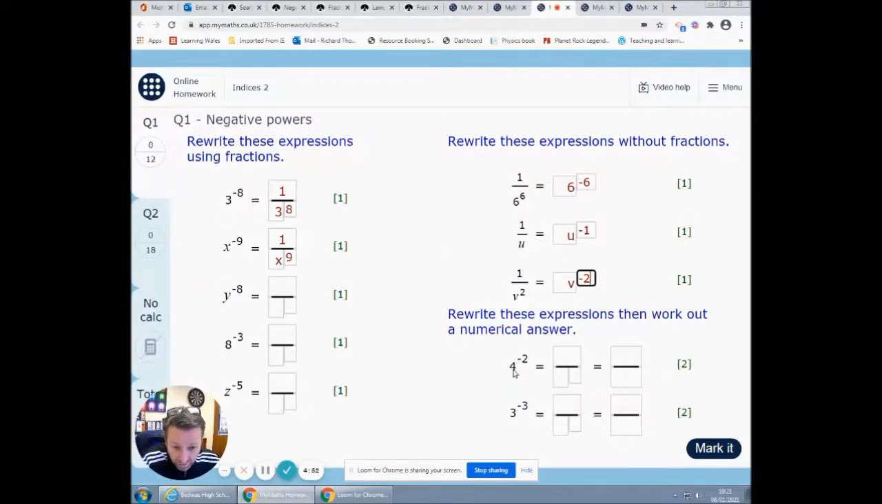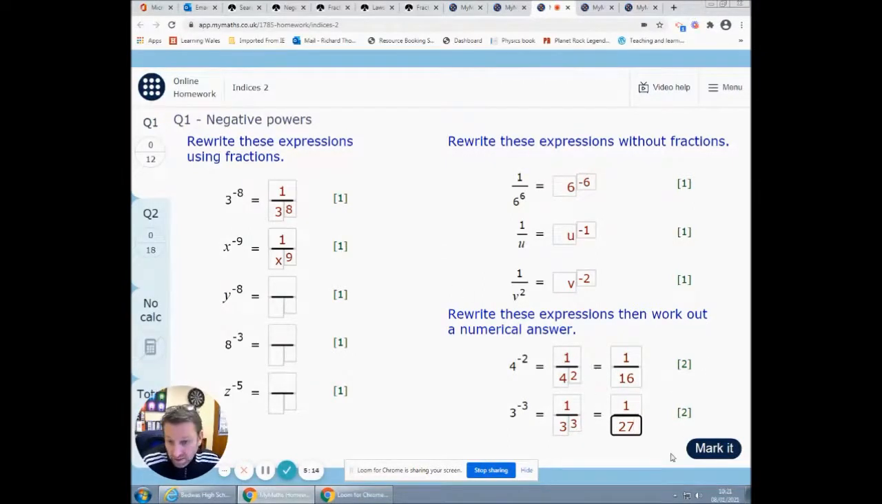So rewrite them. So 4 to the power of minus 2 is 1 over 4 to the power of 2. 4 squared is 16, so that's just 1 over 16. 3 to the power of minus 3 is 1 over 3 to the power of 3. 3 cubed is 27, so that's just 1 over 27.